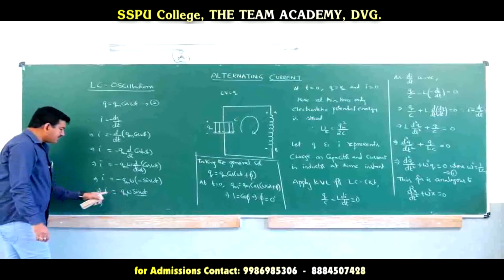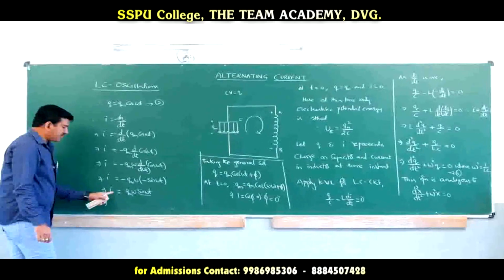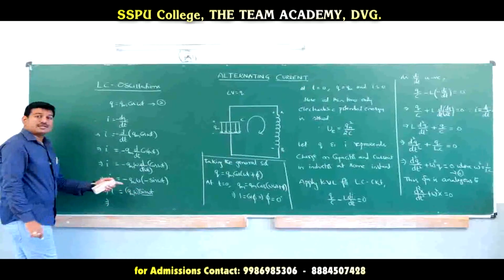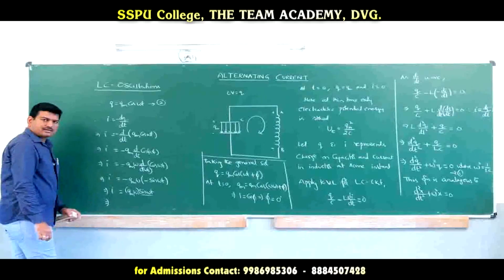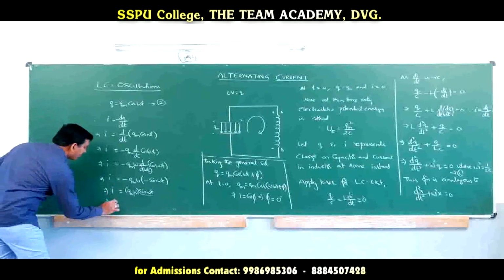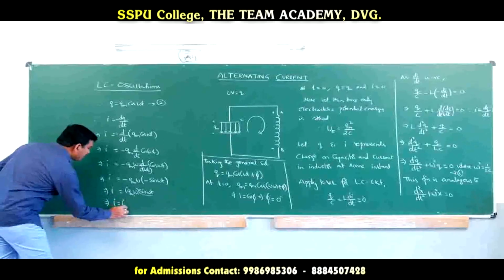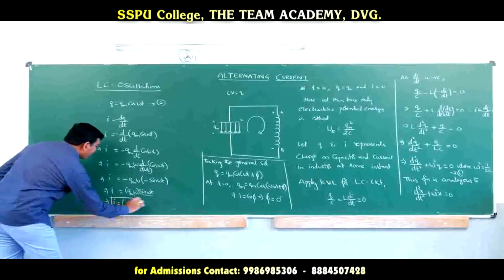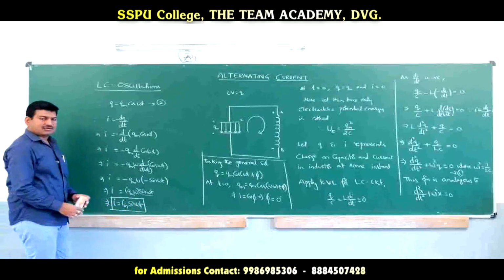But here if you see, the left hand side term is current, then this must be what? Current. So, this term should be current, and that too it should be the maximum current. Therefore, I can write it as I is equal to Im into sin omega t. Okay. This is the formula for current in the LC oscillator.